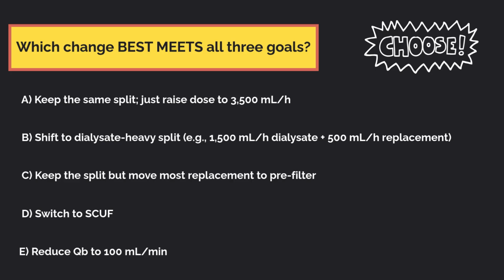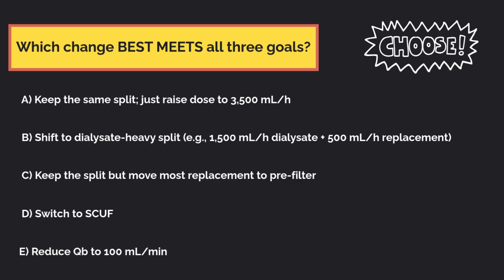Option A says keep the same split, just raise the total dose to 3500 milliliters per hour. That might look like more clearance, but it doesn't fix hemoconcentration, and high doses haven't shown survival benefit according to the studies. Option B, shift to a dialysate-heavy split, for example, 1500 milliliters per hour of dialysate and 500 milliliters per hour of replacement. Okay, this improves small solute diffusion, but again, it doesn't address the main issue of hemoconcentration and circuit reclotting.